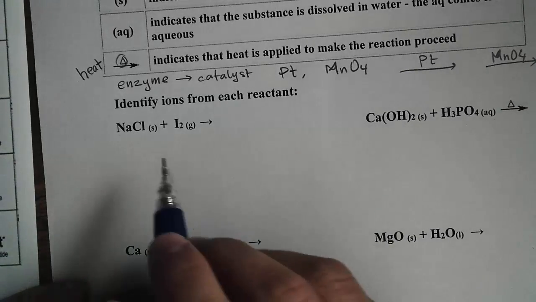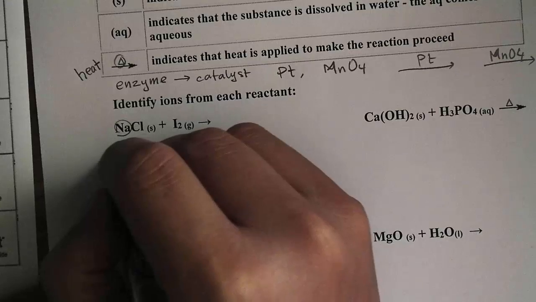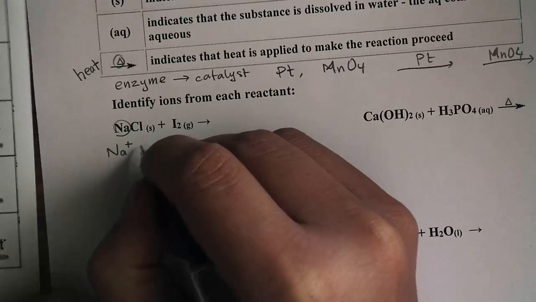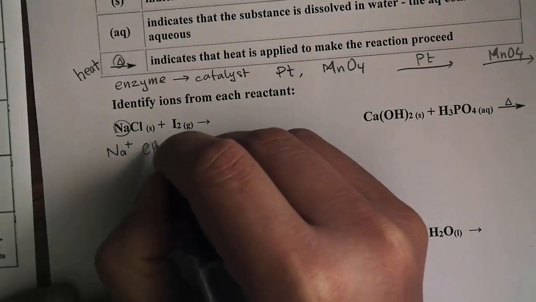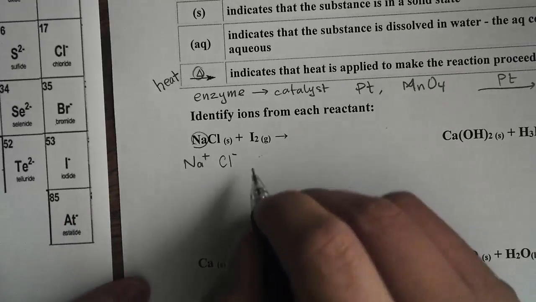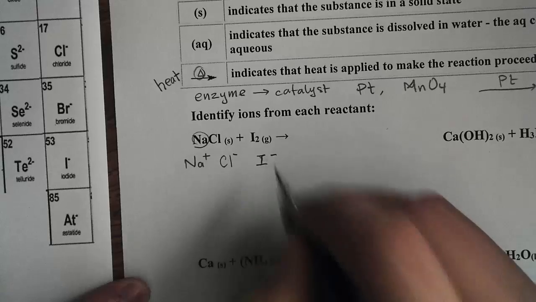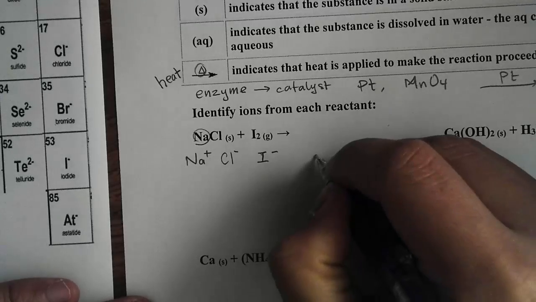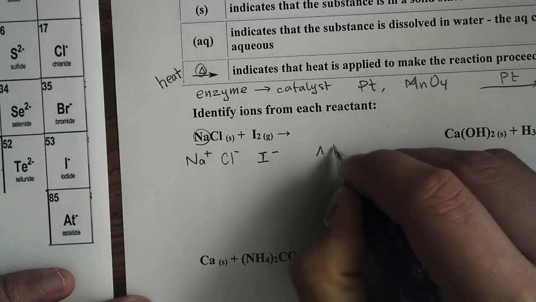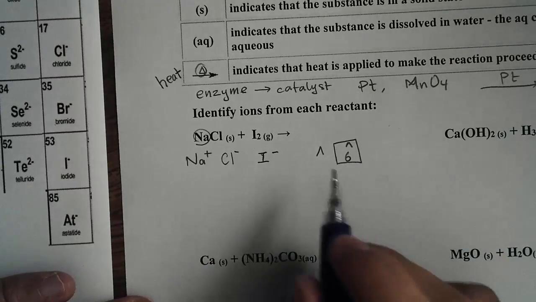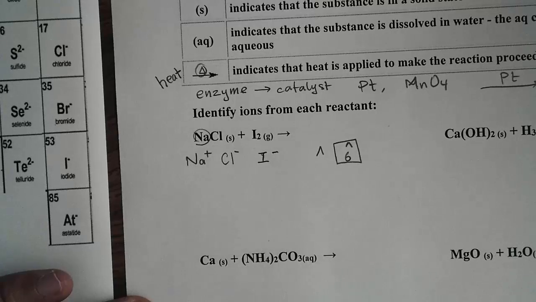What are the ions from the reactant? In this case, I know Na would be Na+. And Cl, coming from chlorine in group 7, would be Cl-. And iodine would produce iodide ions, in this case I-. Now, when we type this into our computer, of course, we need to use the caret symbol, which is on number 6 right there. We need to use the caret symbol to represent the charges in the rest of the chemical formula.